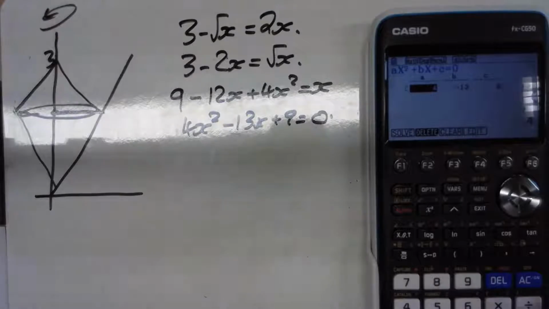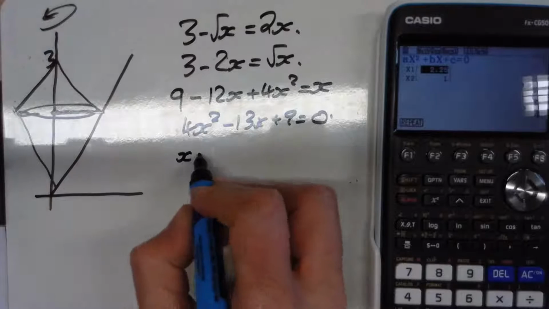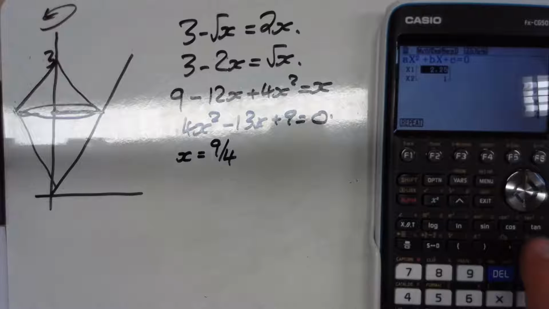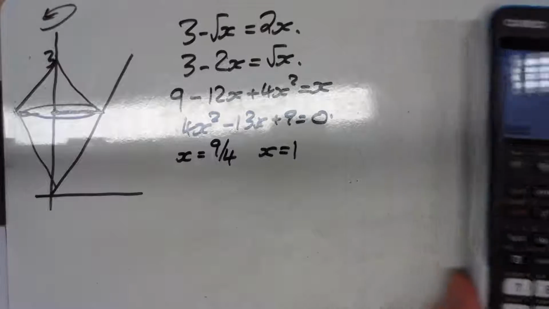I've just grabbed my calculator and put the information in, and it gives me two answers. I'm not quite sure which of the x values it's going to be. Is it going to be x equals 9 over 4, or is it going to be x equals 1? They're both reasonably likely from that picture.